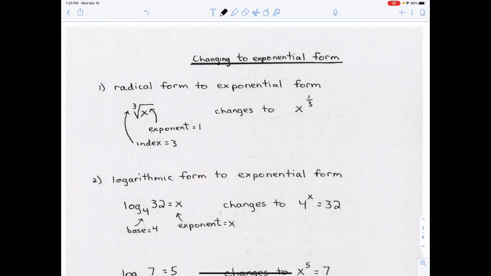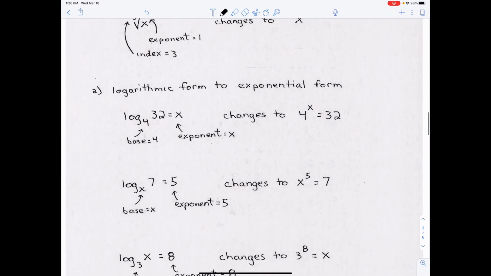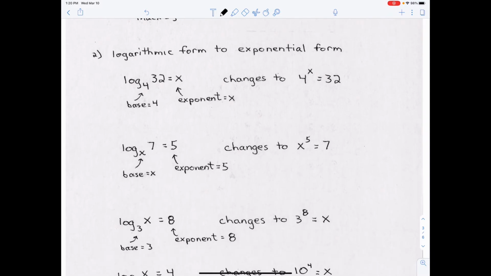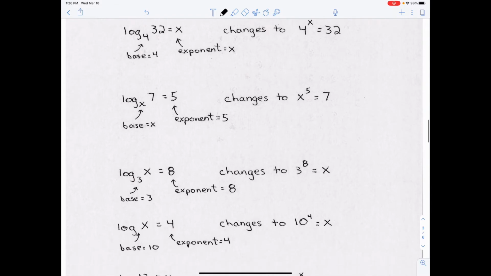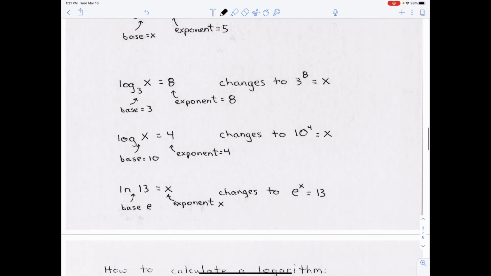So again, just like you can change radical form to exponential form, number one here would be the cube root of x is x to the 1/3 power. We can take log form and change it into exponential form. So log base 4 of 32 equals x would be 4 to the x equals 32. Log base x of 7 equals 5 is x to the 5th equals 7. And so on and so forth. Read through the examples. Understand you're taking the base and you're raising it to the exponent and then setting it equal to the thing that's basically left over.